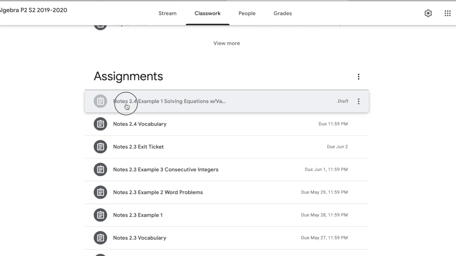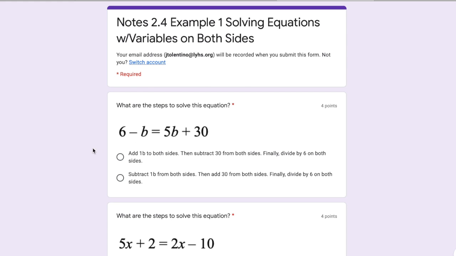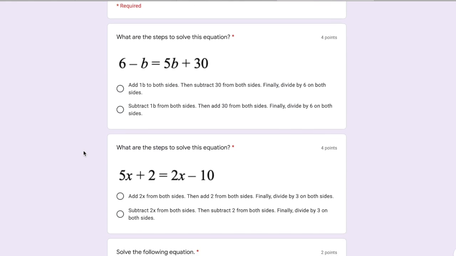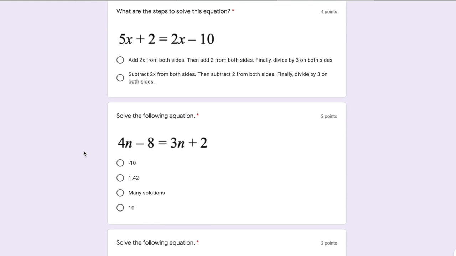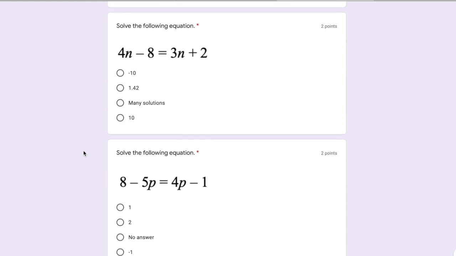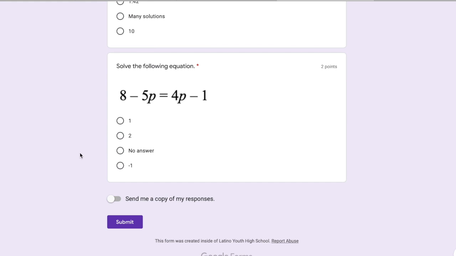Now it's your turn. In the assignments category, click on Notes 2.4 Example 1. In equations with variables on both sides, you have 4 problems. The first 2 are asking you about the steps that you would take to solve it, and for the other 2 I want the exact answer. And that's it for the assignment.